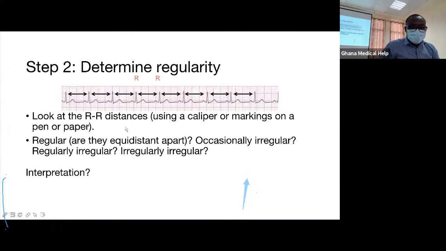So if you look at this one that we have put up, you realize with me that the RR between here and there, between here and there, if you have an eye of faith like mine, it's all the same. So we think that this rate is regular. So the interpretation is that it is a regular rate.